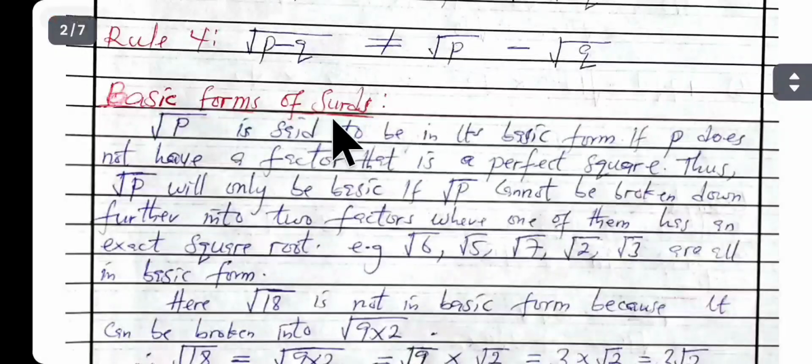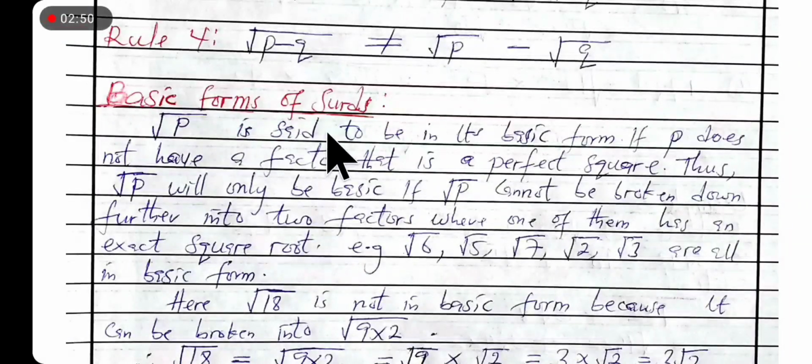All right, we have basic forms of surds. Root of p is said to be in its basic form if p does not have a factor that is a perfect square. Thus, root p will only be basic if it cannot be broken down further into two factors where one of them has an exact square root, e.g., root of 6, root of 5, root of 7, root of 2, root of 3 are all in basic form.